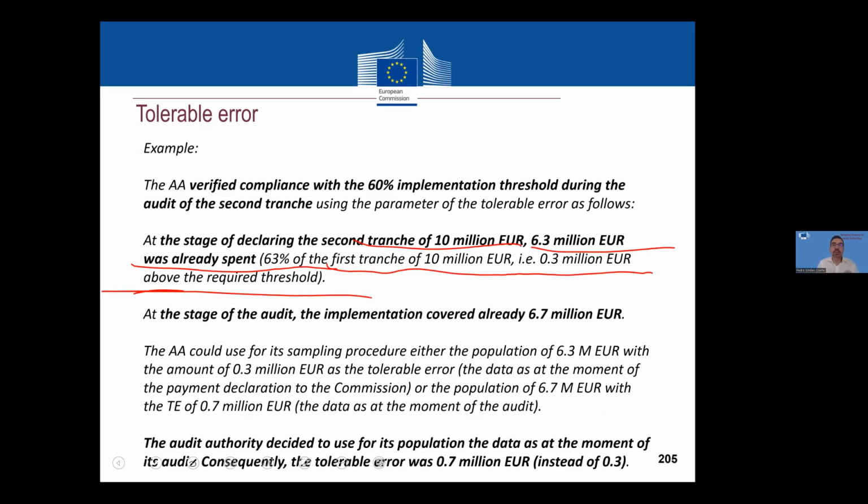In order to have a more manageable sample size, imagine, just for the sake of the example, that at the stage of the audit, the implementation was already 6.7 million, not 6.3, but already 6.7. The audit authority, for the sampling procedure, can use, it's up to you, either the population of 6.3 million or the population of 6.7 million. But if you use the population of 6.7 million, this means that your tolerable error will be larger and potentially you can use more manageable sample sizes.